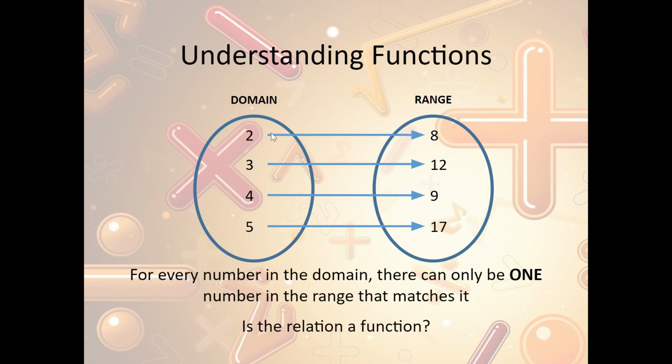So if I look at this, I can see that my 2 is only mapped to 8. I can see that 3 is only mapped to 12, 4 is only mapped to 9, and 5 is only mapped to 17. So therefore, this is a function because there's no split. I don't see 2 going to 2 different places.